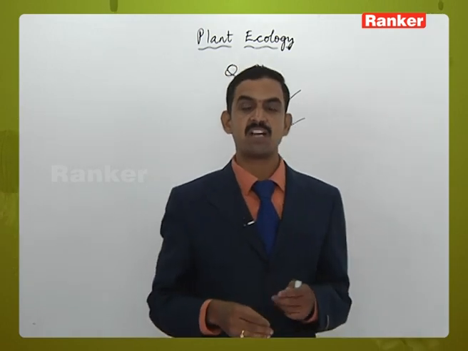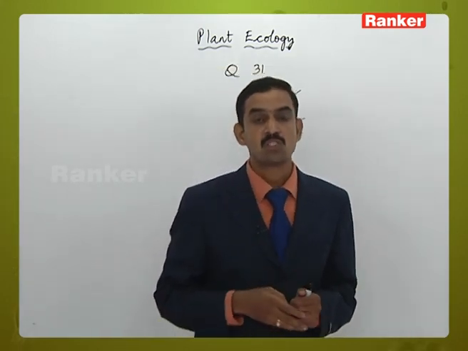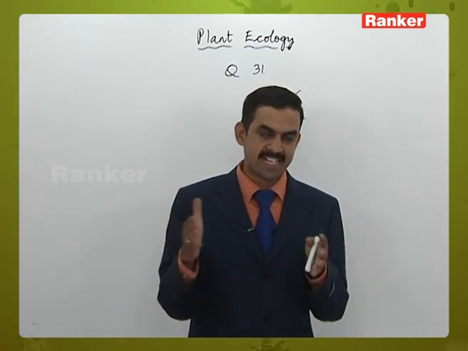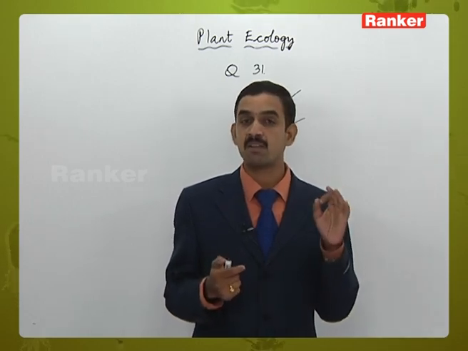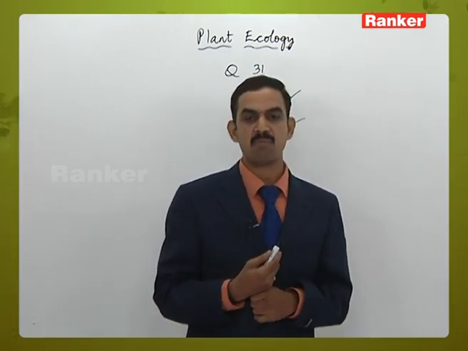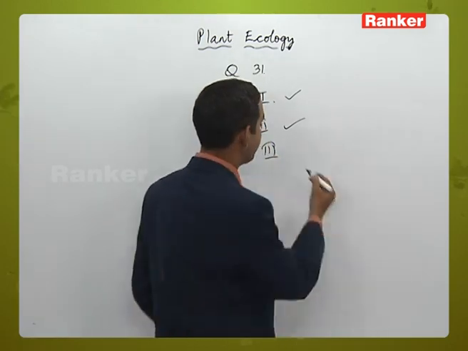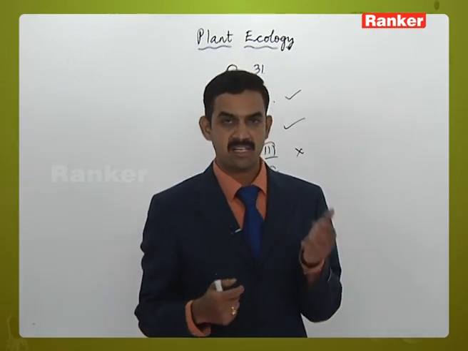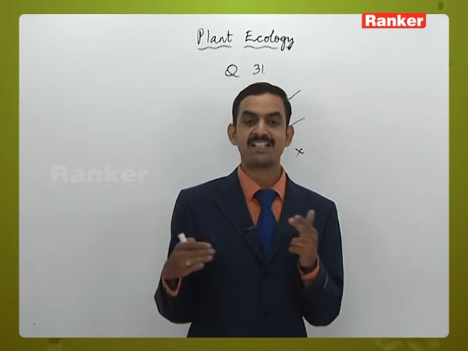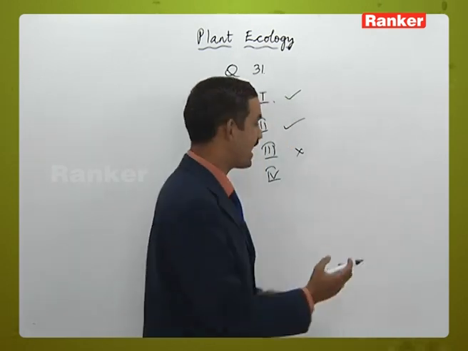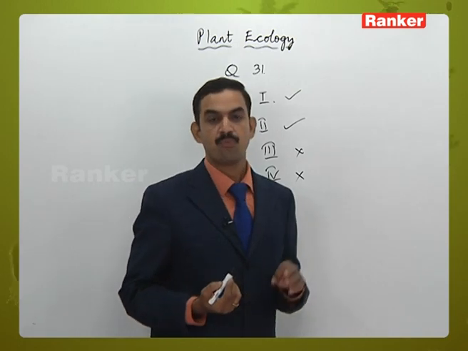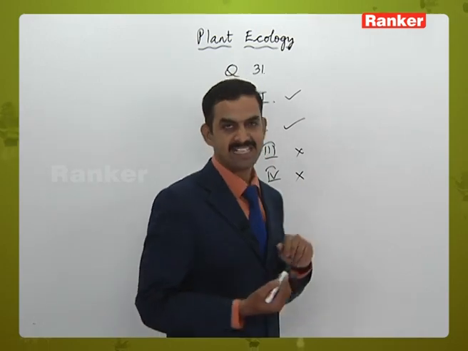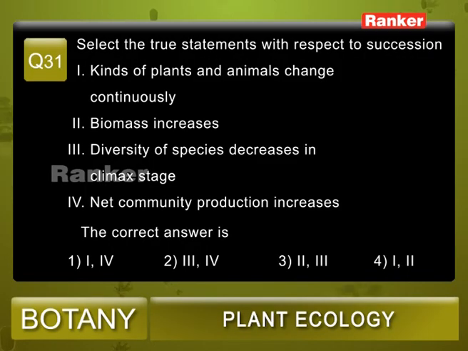And third one is the diversity of species decreases in the climax community. Climax community means the last group of organisms which are stabilized in that area, and here the diversity of species increases in the climax community. So the statement that is given is incorrect. Fourth one, net community production increases. Actually, in the course of succession, the net community production will decrease. So that statement is also incorrect. From the given statements related to succession, only 1 and 2 are correct. So question number 31, the correct answer is 4.